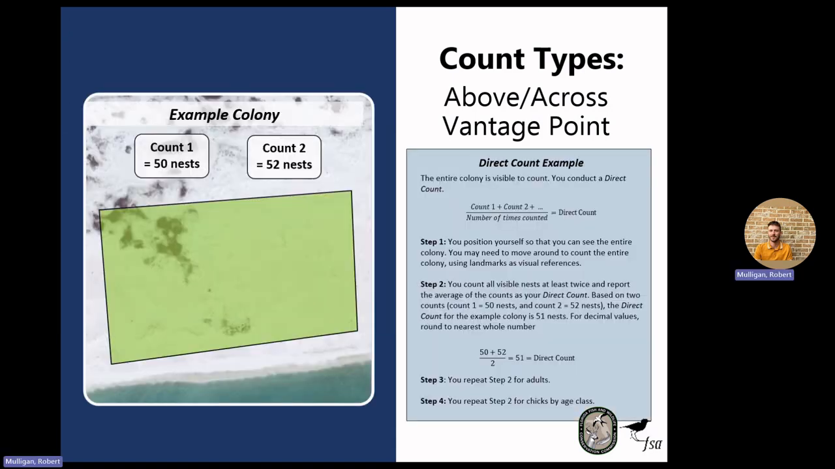The definition for direct count can be found on page 11 of the Breeding Bird Protocol. The example in the protocol is for a ground colony, but the steps are the same for rooftop surveys. In this example, the entire colony is visible from your vantage point, so you're able to count the entire colony. On your first count, you counted 50 adults in incubating posture on the rooftop. On your second, 52. You will report the average of these two counts, 51 nests, as your direct count of nests for this rooftop colony.